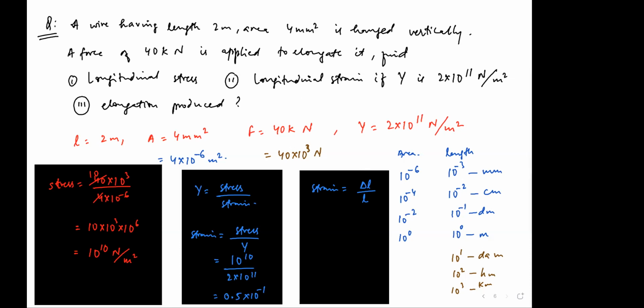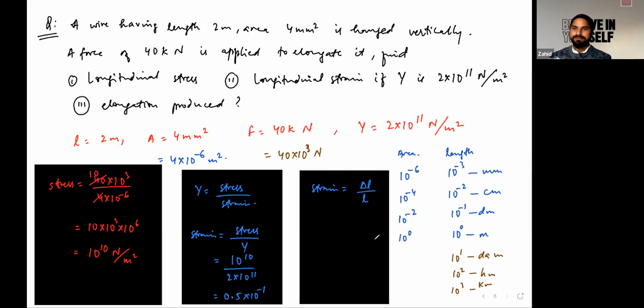Yes, sir. Similarly, in the last part, if you put the value of strain and L, delta L equals L times the strain. We have length as 2 meter and strain as 0.5 into 10 to the power minus 1. So it will be 1 into 10 to the power minus 1, or just 0.1 meter. Prachi, is it clear?